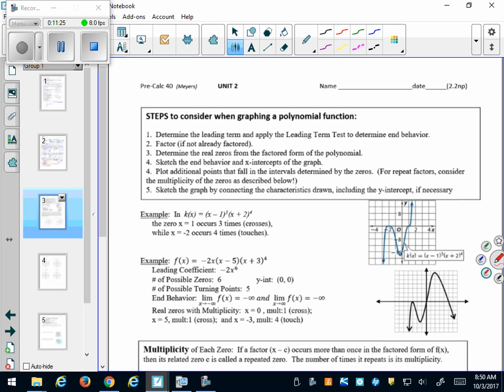Okay, so when we're graphing these functions, these are some things to think about, right? You want to look at the leading term, the leading coefficient. That number in front. Is it negative or is it positive? That's going to have an effect on your graph because that affects your end behavior. I'm going to call that an L for leading, right? Leading term.